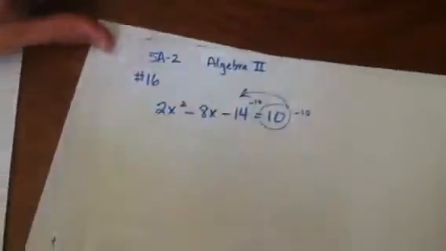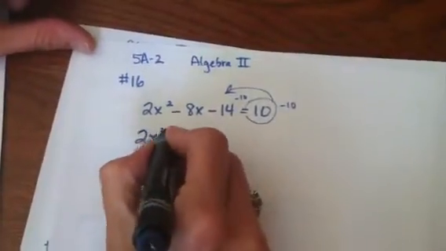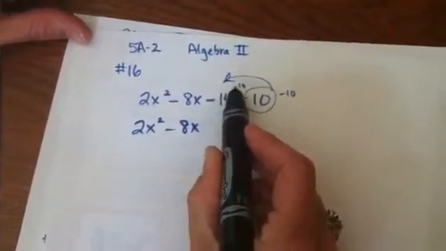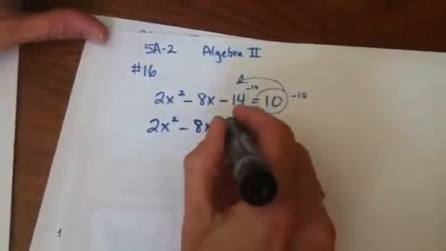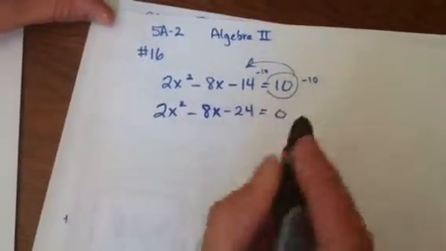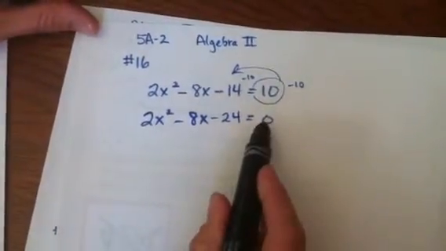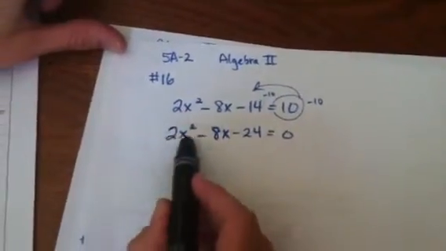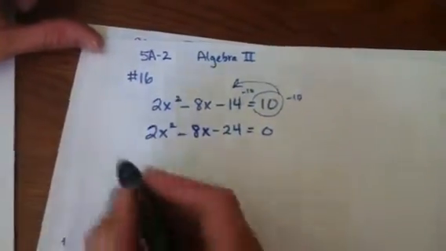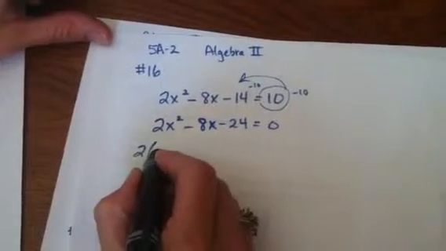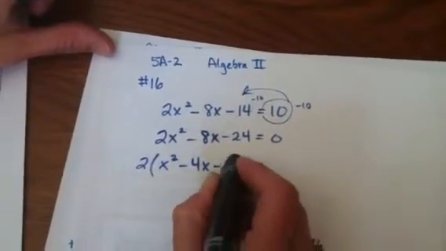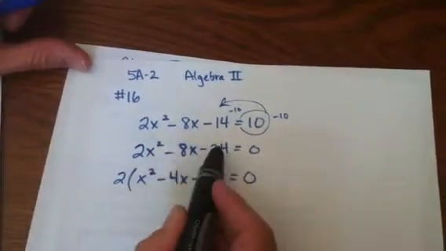So what I'm going to get, as I wiggle my paper here, is 2x squared minus 8x, and be real careful, you've got a negative 14 minus 10. That's a negative 24. Okay, so first you set it equal to 0, and then you're going to factor. All of this, what does it have in common? Do you see anything that you can factor out first? Hopefully you're like, yeah, I can factor out a 2. So I've got x squared minus 4x minus 12. Basically, you're dividing everything by 2 in here.